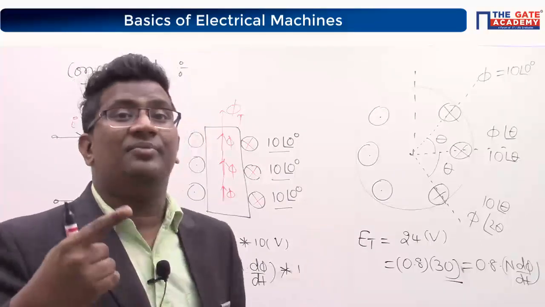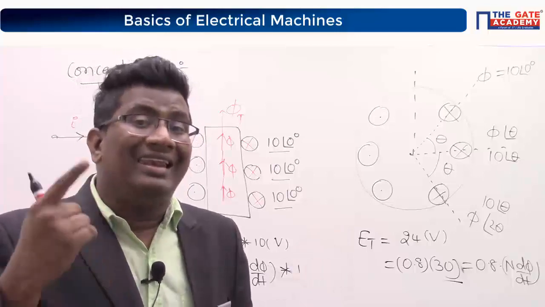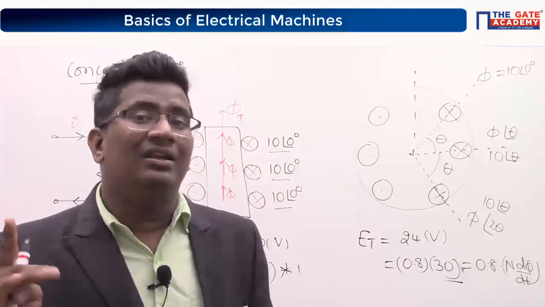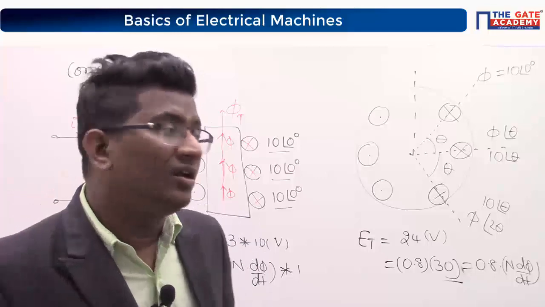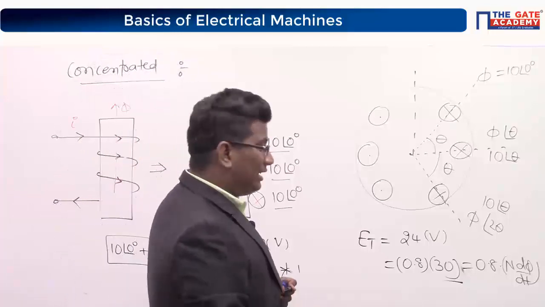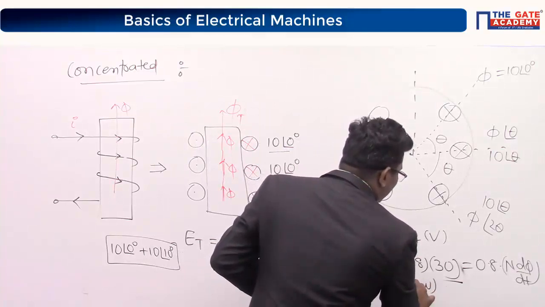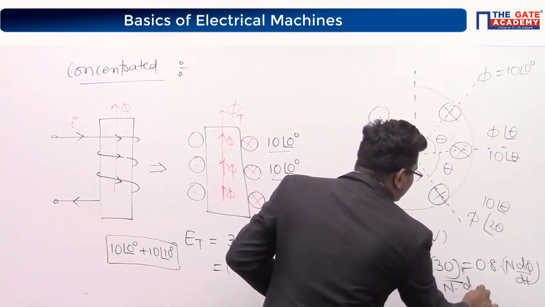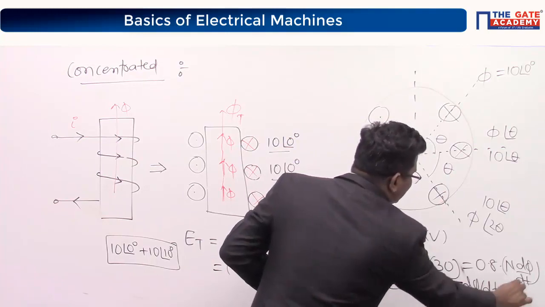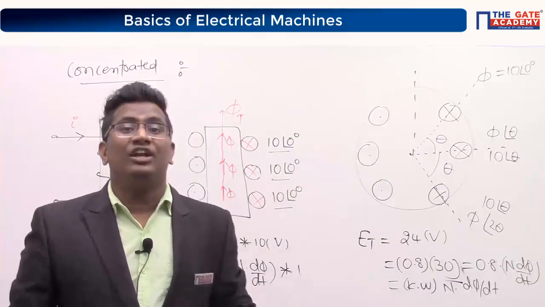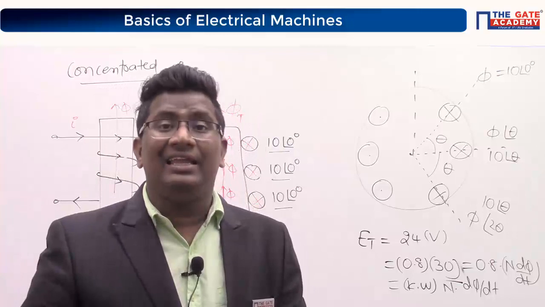For distributed winding, how much did you get? Less than 1 or more than 1? You tell me one thing. Come on. Winding factor into N into d phi by dt.